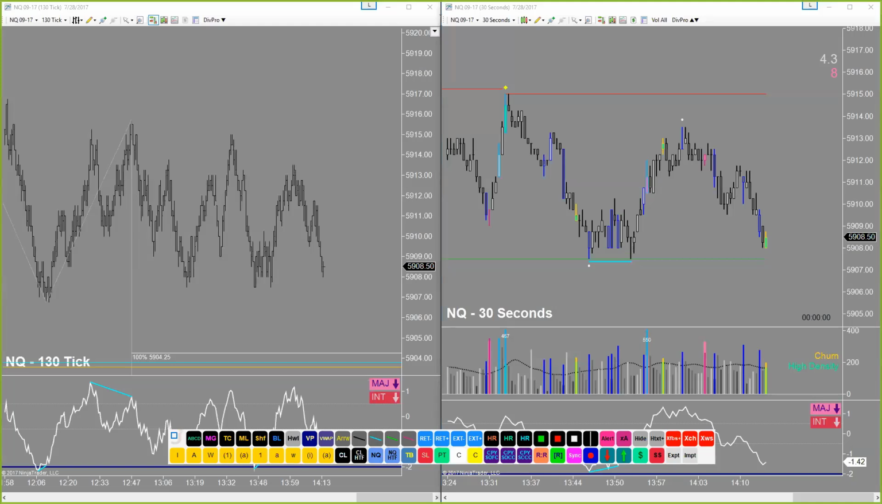The other tools that we use are Divergence Pro and then the Volume Analyst. This is Divergence Pro on the left here.